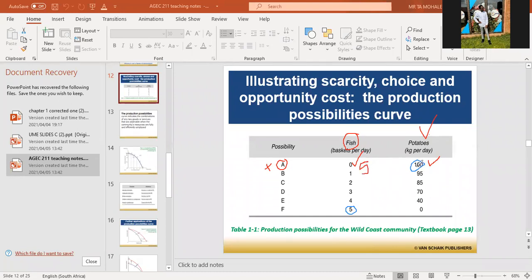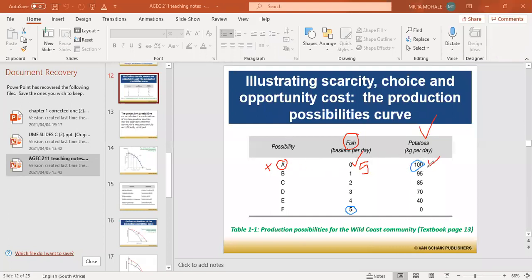And then the maximum for potatoes is 100. The value on this combination is 100. Therefore, you will say 100 minus 100, you get 0, which is the opportunity cost. So when you respond to this question, you will say the opportunity cost for combination A is 5 baskets of fish per day and 0 kgs of potatoes per day.